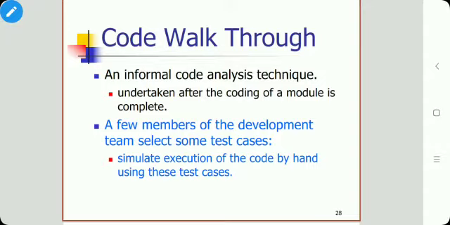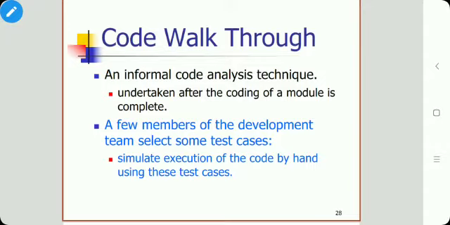Code review for a module is carried out after the module is successfully compiled and all the syntax errors are eliminated. This code review is a cost effective strategy for reduction in coding errors so that we can produce high quality code. There are two techniques for code review. First is code walkthrough and second is code inspection.